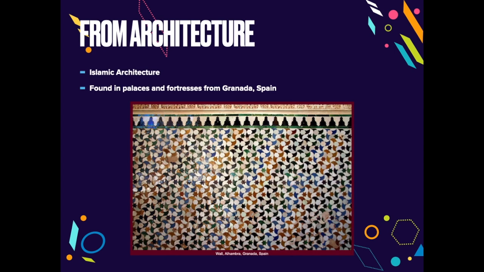Another example is from architecture. The Moors were fond of using Islamic architecture when they ruled Spain for a short time, and in that time they constructed their palaces and fortresses using tessellations just like in the picture. This is a wall in the palace found in Granada, Spain.